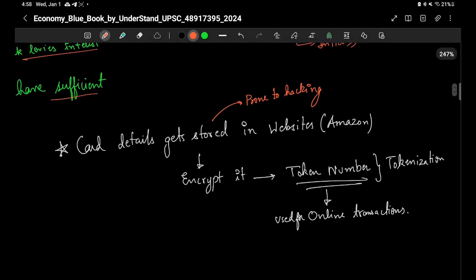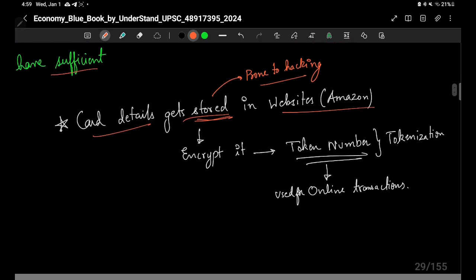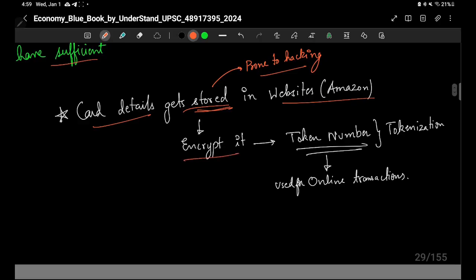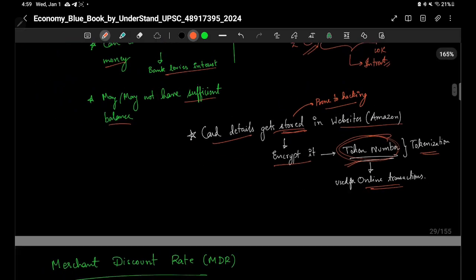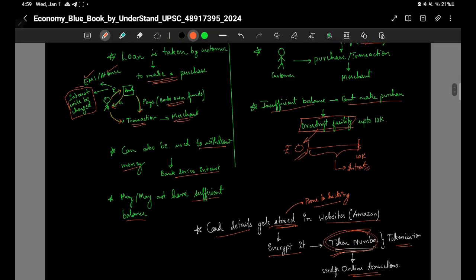But there is one problem with this credit card and debit card. Let's say you go to a shopping website like Amazon. Once you use your credit card or debit card, it will store that information, right? It will store the card details, card number, CVV number, and all that. So it is prone to hacking. So what innovation did they do? They encrypted this number, or this bank account number and all that, into something called a token number. This process is known as tokenization. This token number is used for online transactions. If you do one more transaction next time, this token number will be used, not your actual bank details. Its encrypted version will be used. This is how they overcome this.